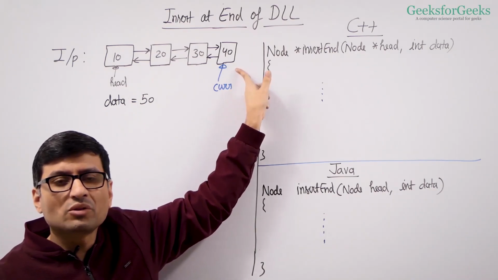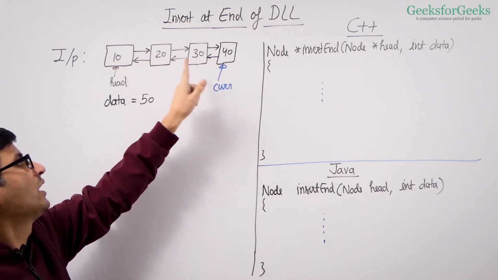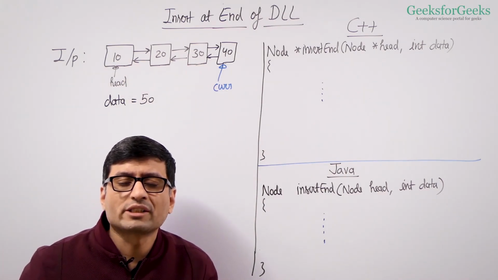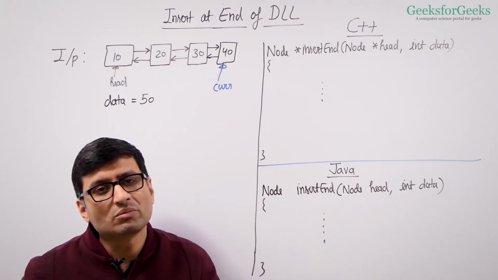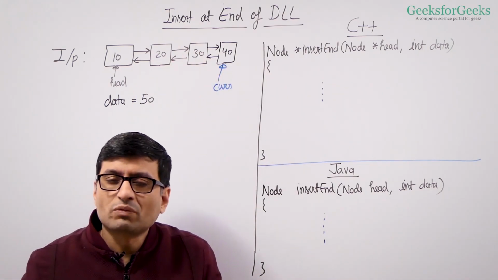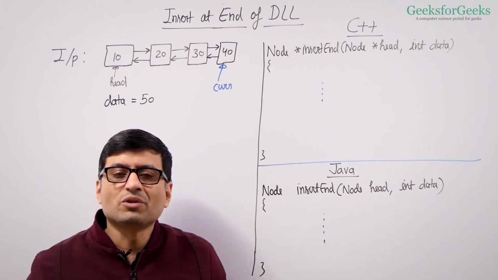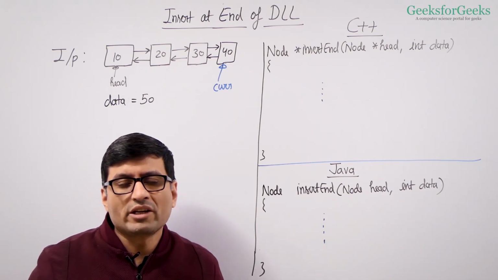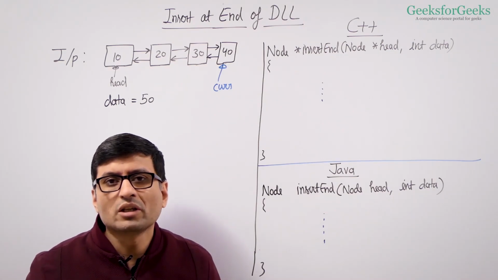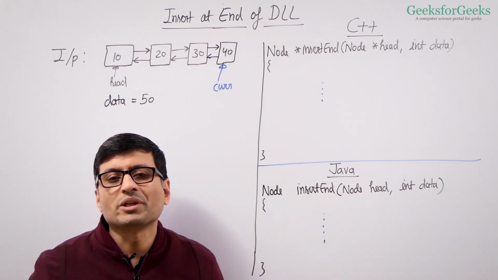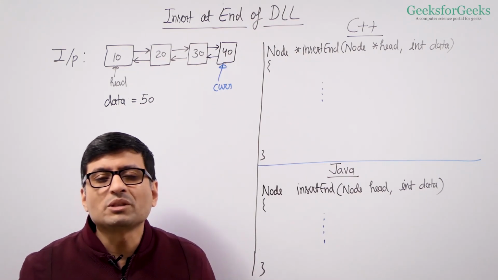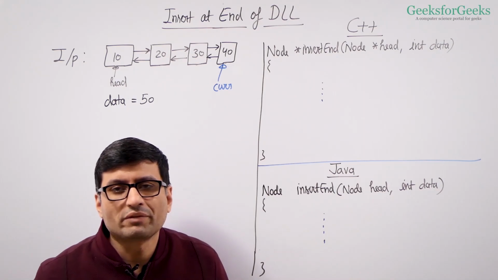And to find this node, we run a loop from head and we put this condition: while current arrow next or current dot next is not equal to null, keep running this loop. And you will stop when your current is here. So once you find the current, you just need to change a few pointers. You need to make current dot next equal to new node, or current arrow next equal to new node. And you need to make new node arrow previous or new node dot previous equal to the current. Now please pause this video and write down the complete function.